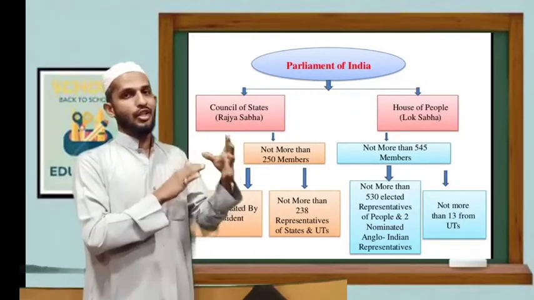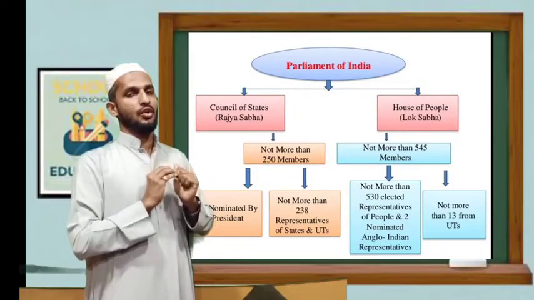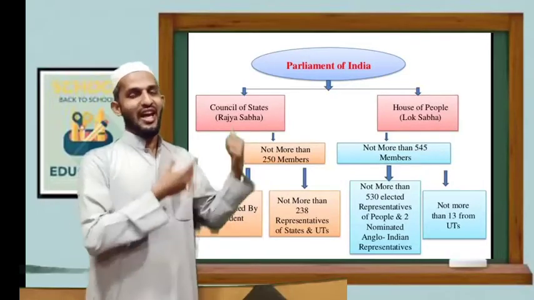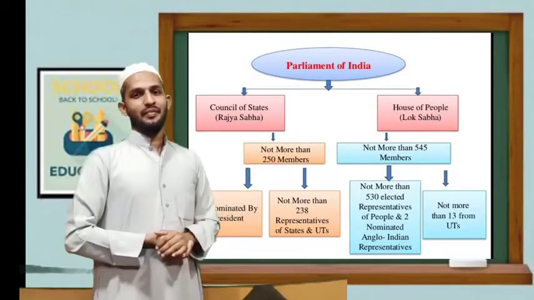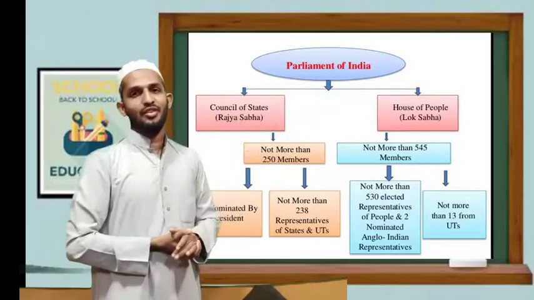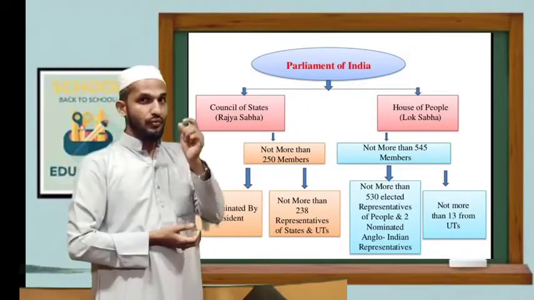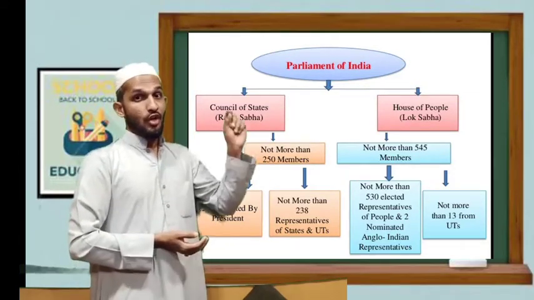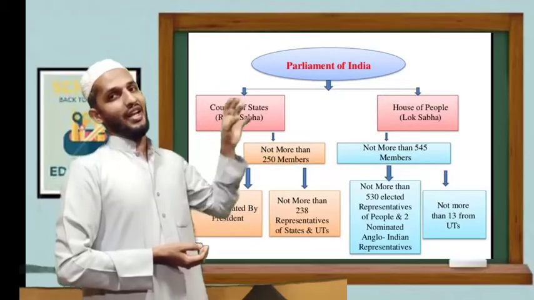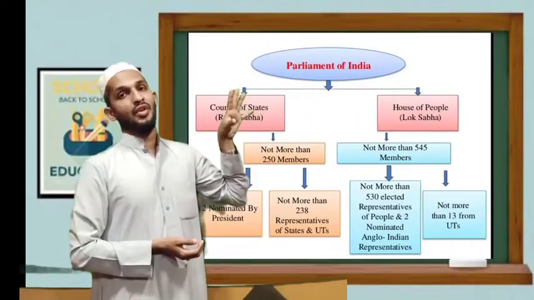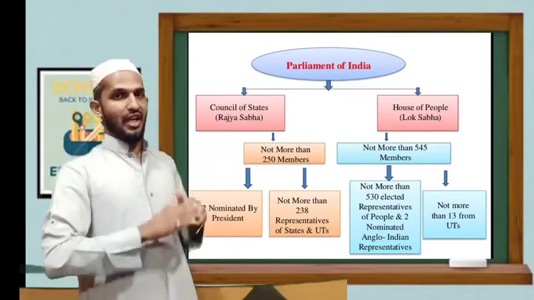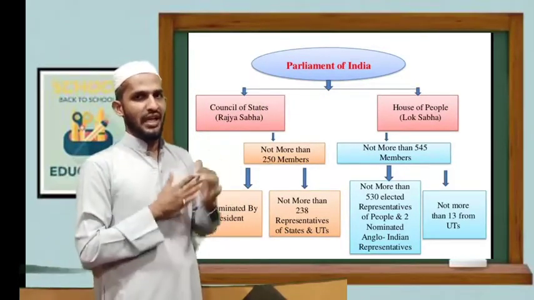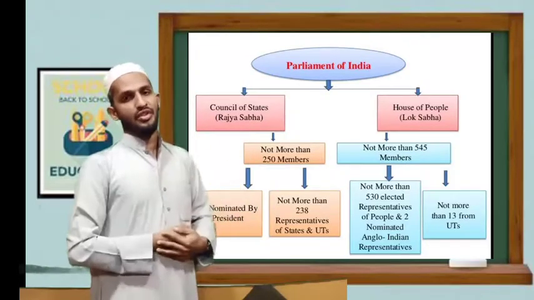It will not exceed 250. Of those, 238 people are elected from the different states and union territories, and 12 are nominated by the president. And we can go to the next one, House of People, called Lok Sabha. Lok Sabha consists of 545 members. Of the 545 members, 530 are elected from the different states of our nation. We have 28 states from Kerala to Kashmir and Gujarat to Arunachal Pradesh. And 2 members are elected from Anglo-Indian communities.